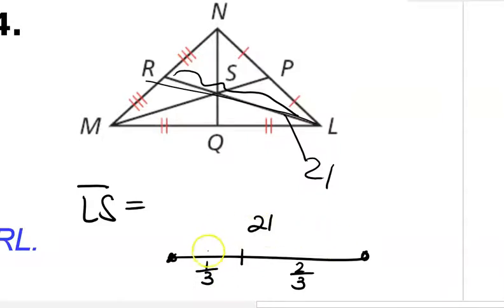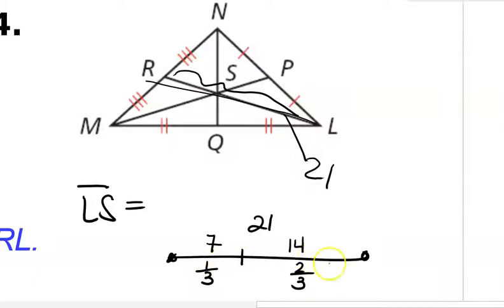So if this whole thing is 21, how much would the 1/3 part be? Well, 21 divided by 3 is 7. If this is 7, how much would the 2/3 part be? It'd be 14, because 7 times 2 is 14. So 7 plus 14 is still 21.